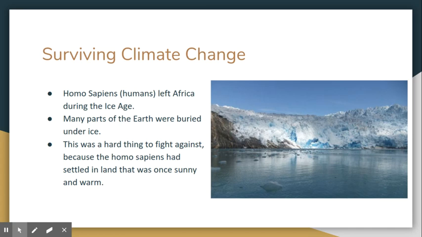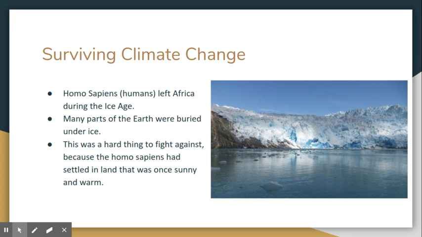So, during this time, when the Homo sapiens, humans again, left Africa, they left during what was known as the Ice Age. I'm not talking about the movie with Sid the sloth and the mammoth, and they're trying to survive everything. I'm talking about the real life Ice Age. Many parts of Earth were completely buried under ice.